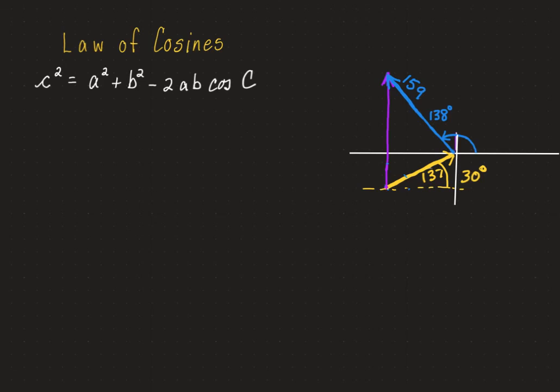Do I have what I need? Well, I have the magnitude of the blue vector. I have the magnitude of the yellow vector. Those form two sides of the triangle. All I need now is the angle between those two sides.